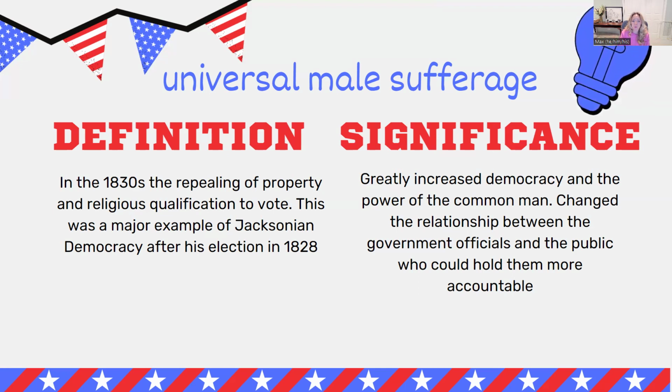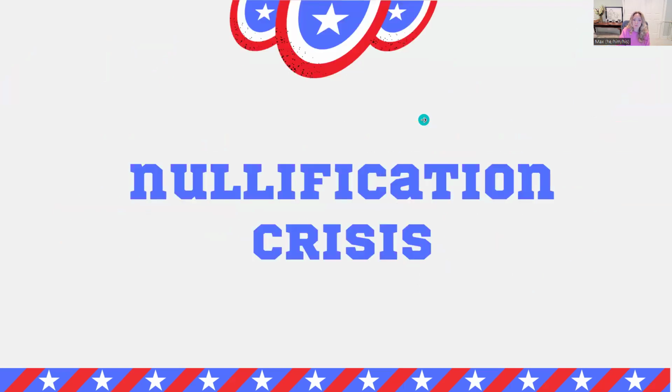It changed the relationship between government officials and the public, who could hold them more accountable, because now they have to cater more to you. We could see this in the log cabin hard cider campaign in the election of 1840. They now have to use popular campaigning techniques to cater to the common man. It definitely shows a shift in the power dynamic, where it's not all concentrated in the elites. The common man has way more power than ever before.